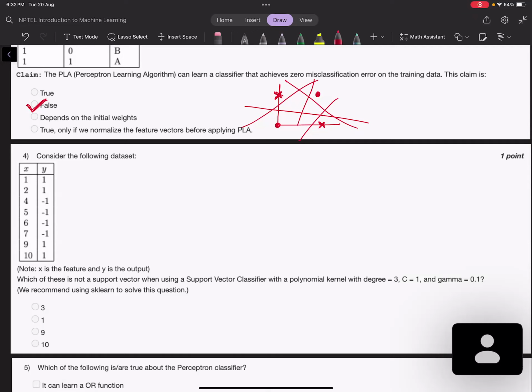XOR function cannot be learned. No, XOR function can be learned, but XOR function cannot be learned using PLA, the perceptron learning algorithm. It cannot be learned using the perceptron learning algorithm, but in general, it can be learned. Okay.